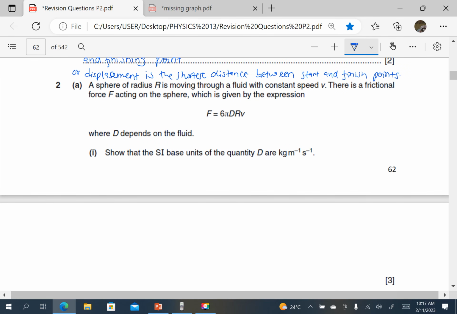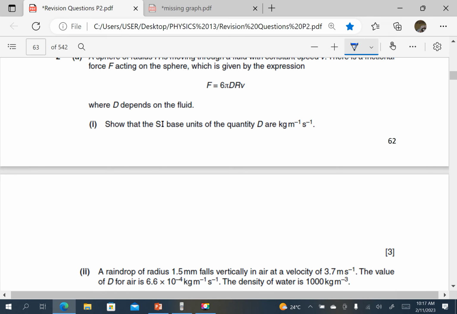A sphere of radius r is moving through a fluid with a constant speed v. There is a frictional force F acting on the sphere, which is given by that expression, where d depends on the fluid. Show that the SI base units of d are those ones. So first of all, we can list the units. For F, it is force, which is kilogram meters per second squared. For r, it is radius, which is meters. Then for v, it is speed, which is meters per second.